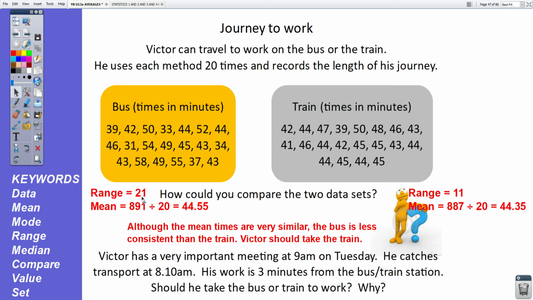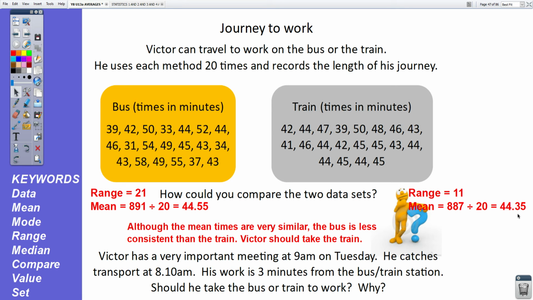In other words, if he took the bus, it could take him up to 21 minutes longer some days than it does other days. Whereas with the train, there is only a range of 11 minutes. If you look at the raw data for trains, it's nearly always in the 40s. There's one that goes up to 50, there's one that goes down to 39, but the train is more consistent, the train is more reliable. Therefore, Victor should take the train.